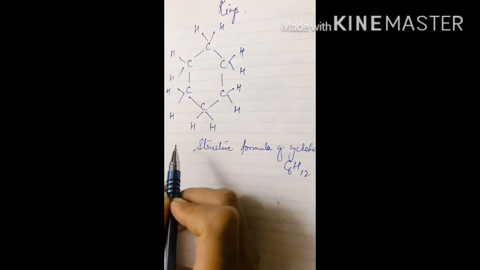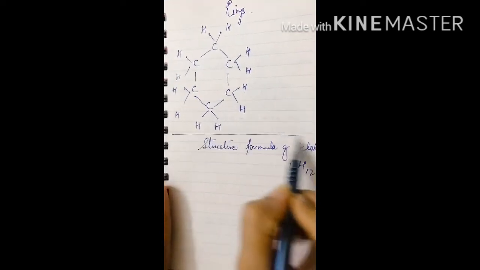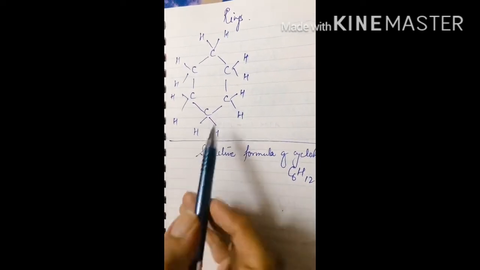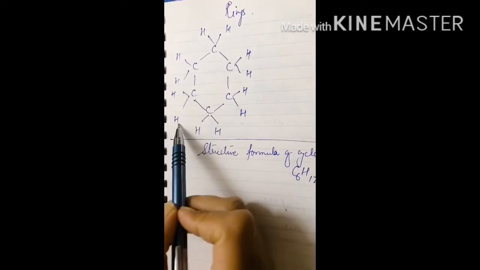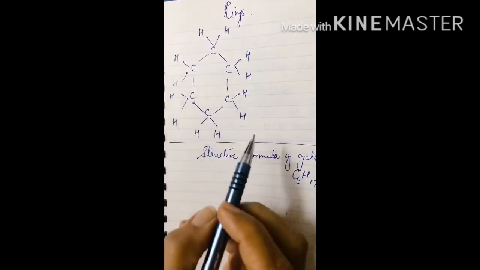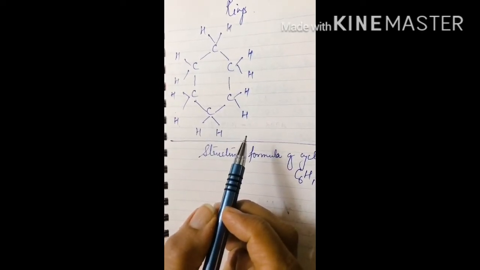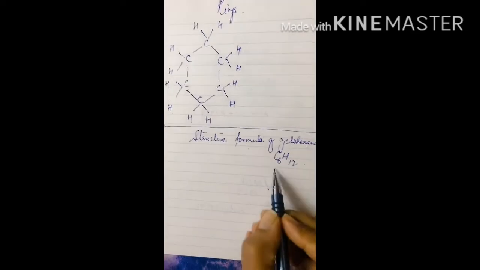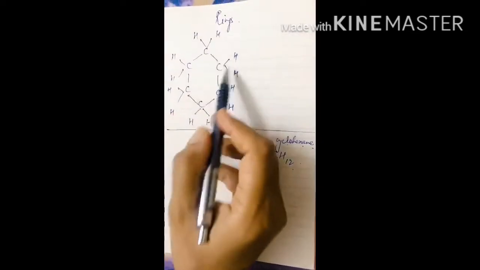Okay, students, see, rings. In front of you, I am showing you a ring. Carbon with hydrogen can form rings also. You already know a very popular formula, that is benzene. Here you see the structural formula of cyclohexane. This is C6H12.